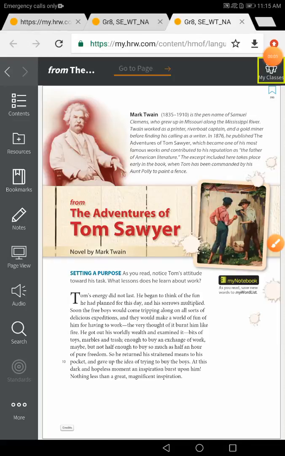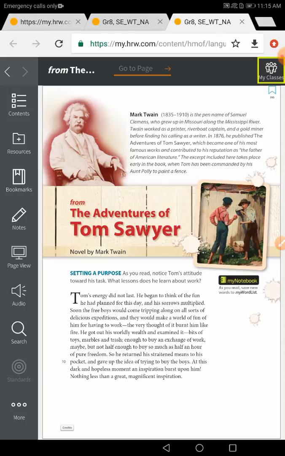Today I'll be giving you a new selection in literature. It is The Adventures of Tom Sawyer, a novel written by Mark Twain. For your information, this is not the whole poem. It is an excerpt taken from The Adventures of Tom Sawyer.